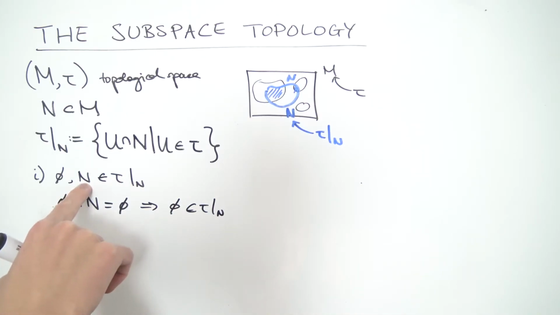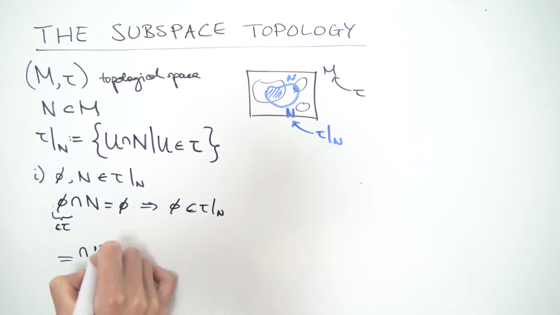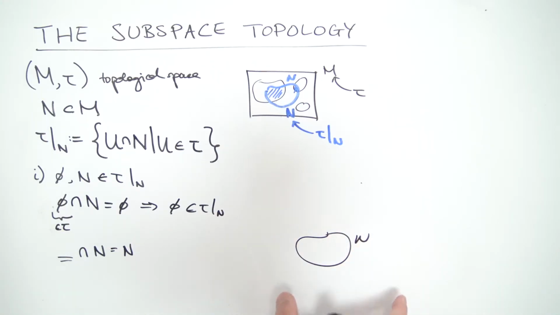That's nice. Now how about this N over here? Well, we need something such that when we intersect with N, this recovers the N. Now the question is, what could we have over here? Well, if this is N, in order for the intersection of some neighborhood and this N to be equal to N, it must be bigger than N.